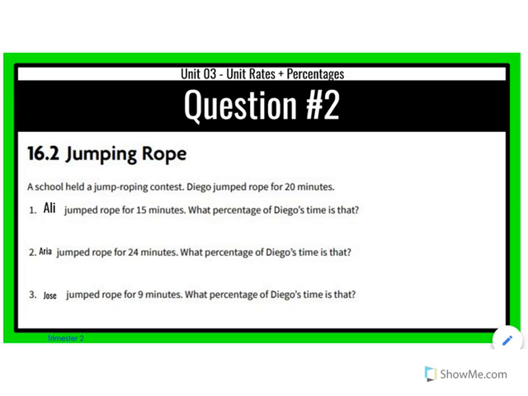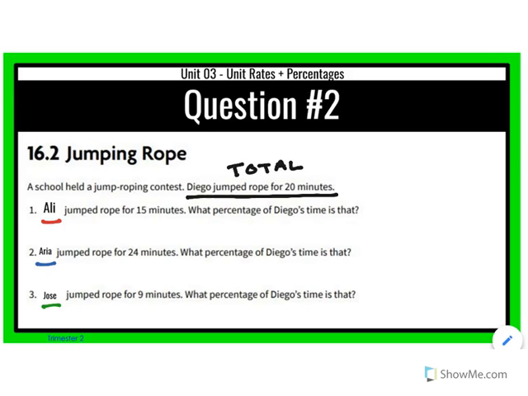So when we look at this, we can see that since everything is being compared to Diego, Diego is going to be the total. And so each of the other kiddos are going to be the parts. And so we're going to have to figure out the part for Ali, the part for Aria, and the part for Jose. Let's figure out the part for Ali. It tells us that Ali jumped rope for 15 minutes. What percentage of Diego's time is that?